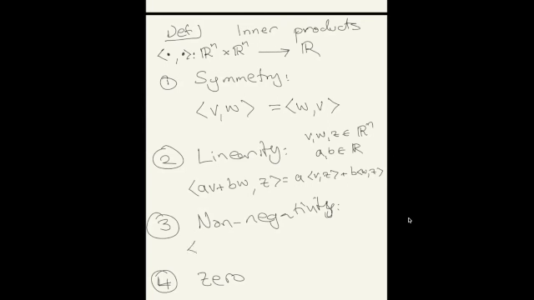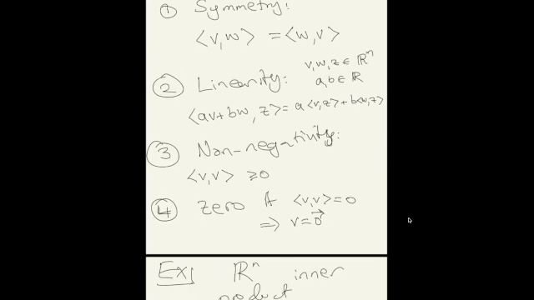Non-negativity means that if I take an inner product with the vector itself, I get something non-negative. And the zero axiom is that if v inner product with itself gives 0, then v has to be equal to the 0 vector, meaning the vector of all zeros in the space. So just to highlight that, the 0 vector is the one where you have n components equal to 0.